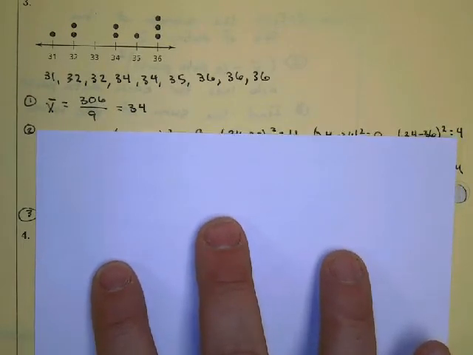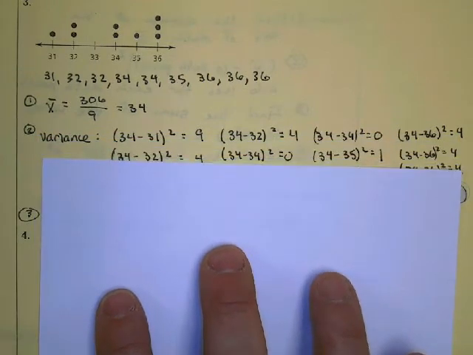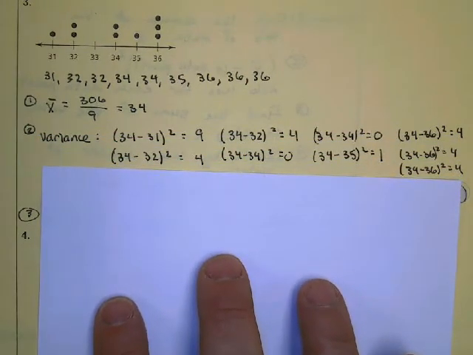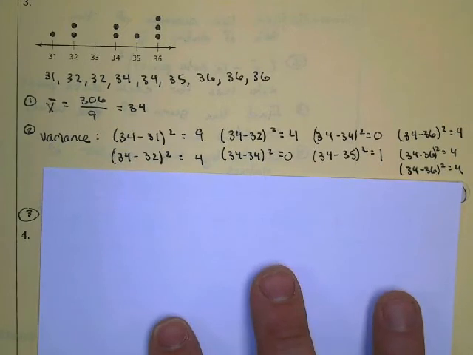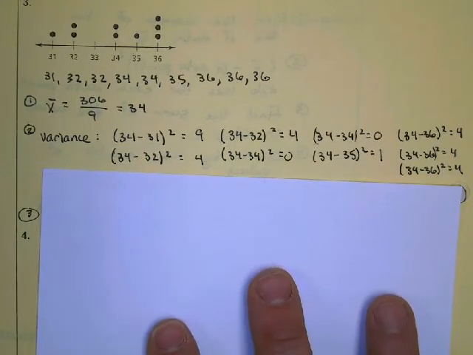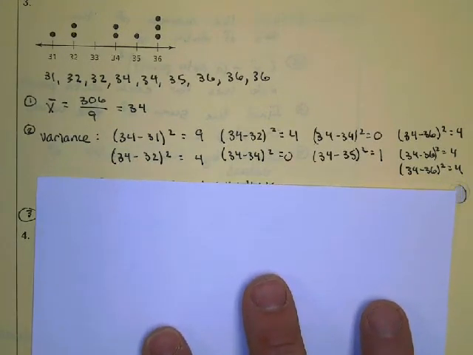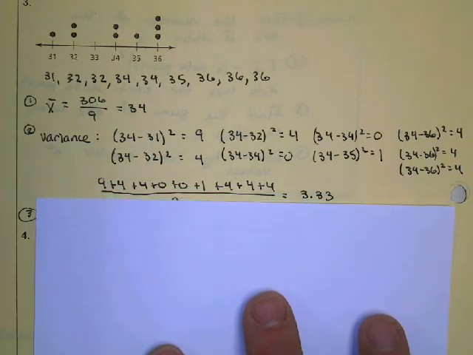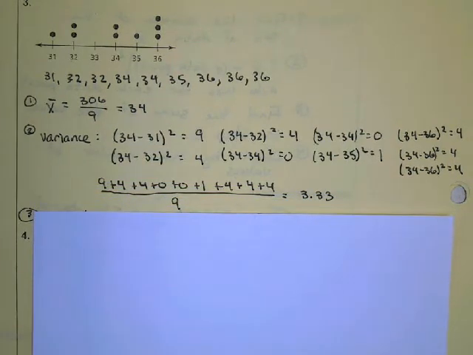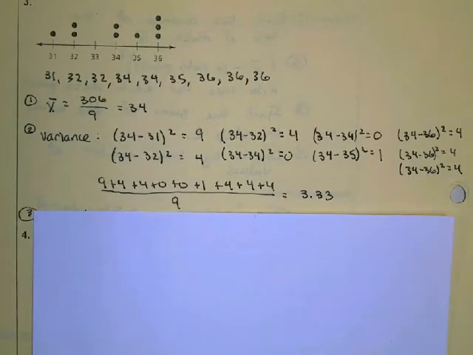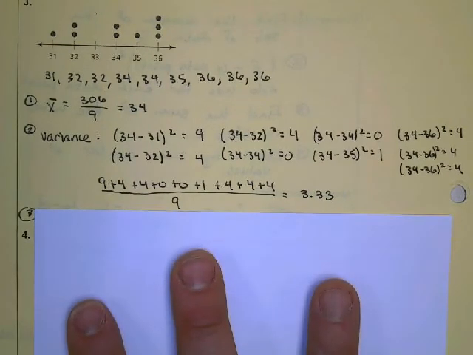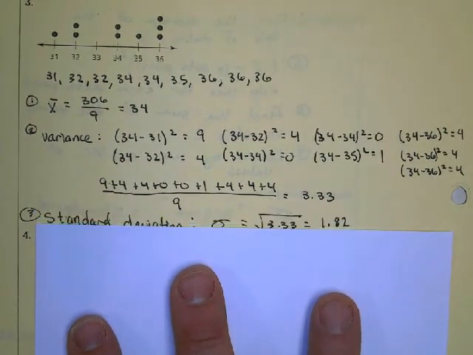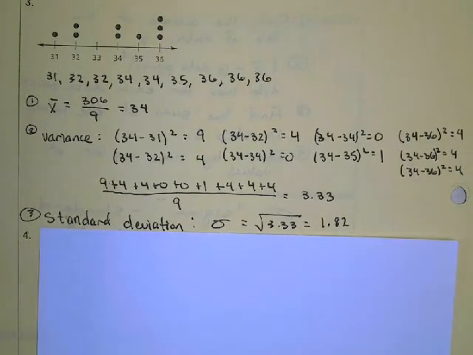Next, to find the variance, we have to subtract each data point from the mean and then square that result. So you see all our different values that we'll use to find the variance. Then we'll find the average of those new values, adding up the 9, the 4, the 0s, the 1s, and the 4s, dividing it by 9 because there's 9 values, and we get 3.33 as our variance. Then to find our standard deviation, we'll take the square root of that 3.33, and we get 1.82.